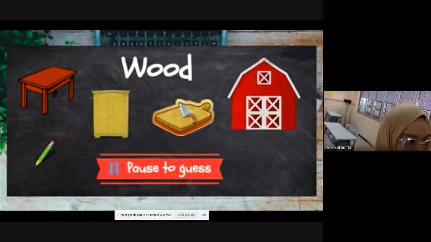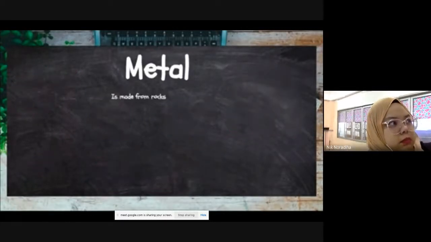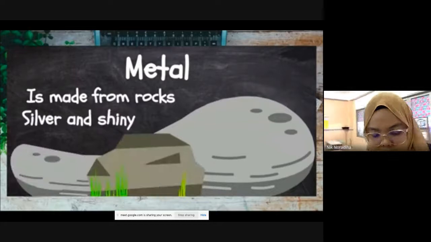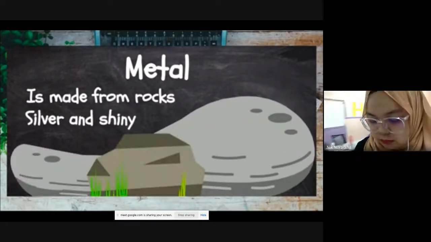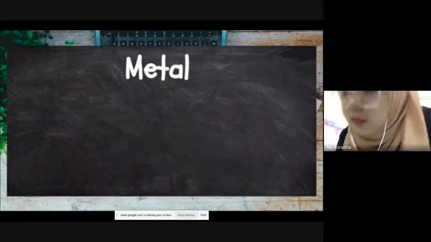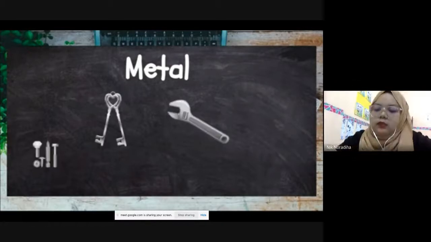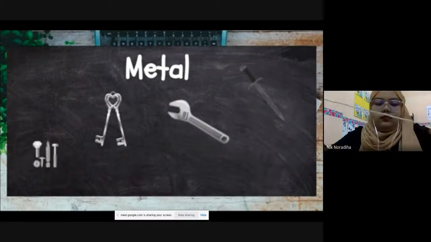Metal is made from rocks. Metal is silver and shiny. It is very strong but can be molded when heated, so is good for being made into keys and tools. Other things that can be made out of metal are knives and rubbish bins. Can you think of anything else that is metal?